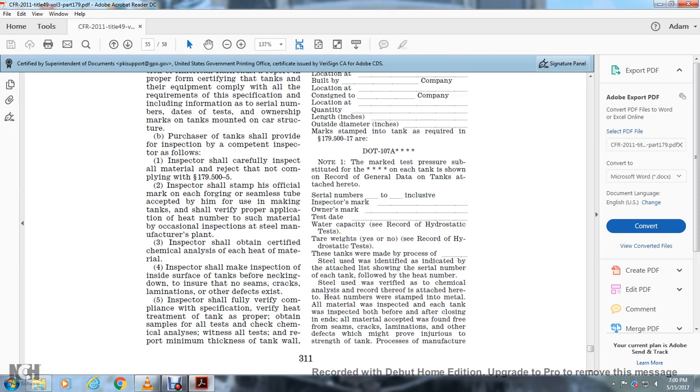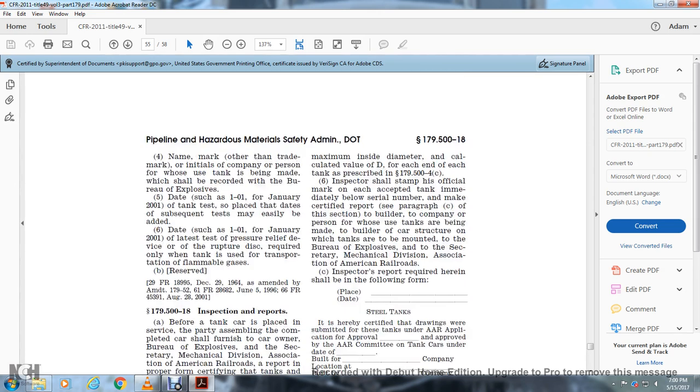Inspector shall fully verify the compliance with the specification, verify the heat treatment of the tank is proper, obtain the sample of all the tests, check chemical analysis, witness all the tests, and report minimum thickness for the tank wall. Maximum inside diameter of the calculated value at each end of the tank is prescribed in 179-504C. Inspector shall stamp the official mark on the subject of the tank immediately below the serial number, making certified report, paragraph C of the section, to the builder, with the company, before the person using the tank, with the builder and carved structure of the wheels with the tanks mounted, to the Bureau of Explosives and to the Secretary of the Mechanical Division, Association of American Railroads.